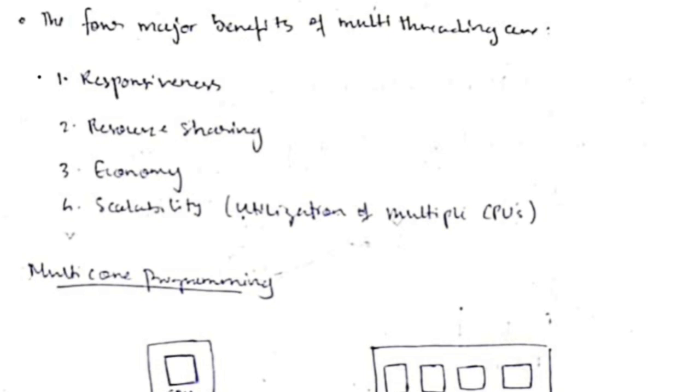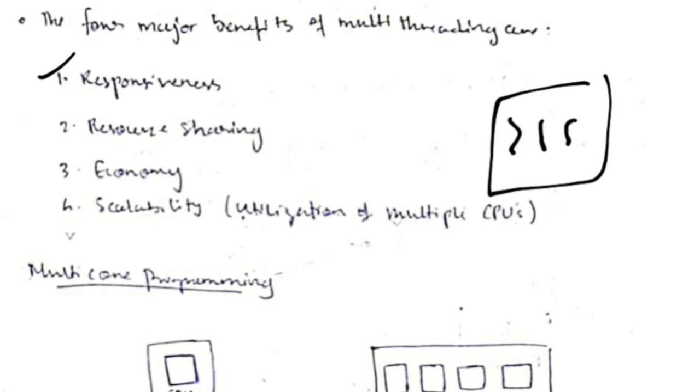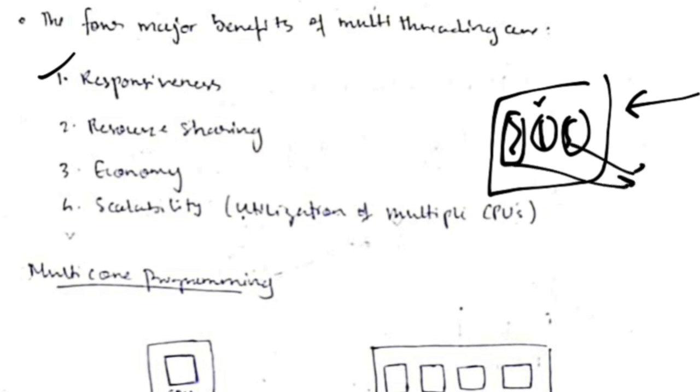There are four major benefits of multi-threading. First one is responsiveness. Responsiveness means that since there are multiple threads, the fault of one thread does not stop the whole process. The response will be carried out by the other threads, so the whole process will not stop, and the overall responsiveness will be high.